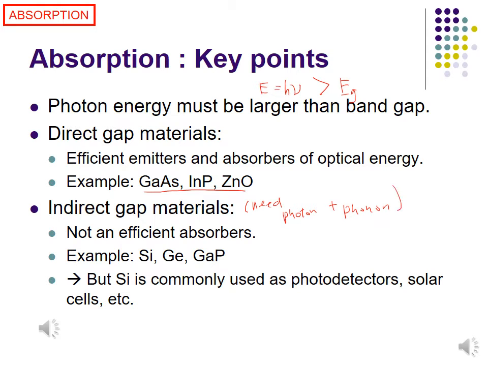However, the majority of our devices are made of silicon. Although they are not efficient, they are abundant. Thus, cost-wise, it is still the best choice of material.